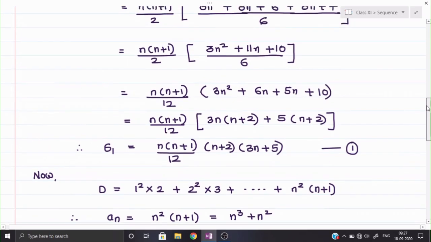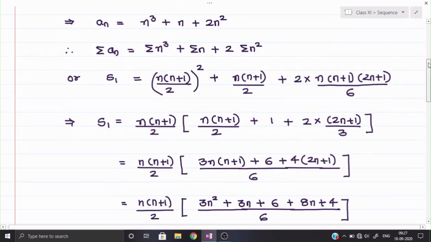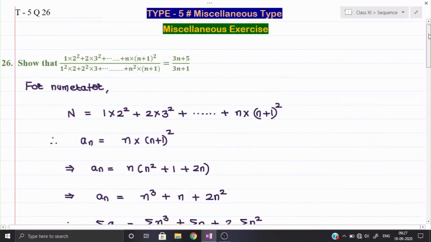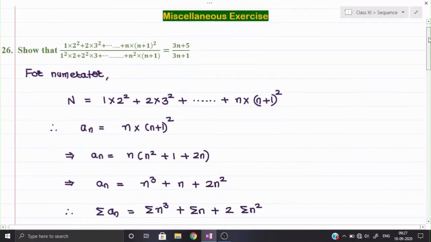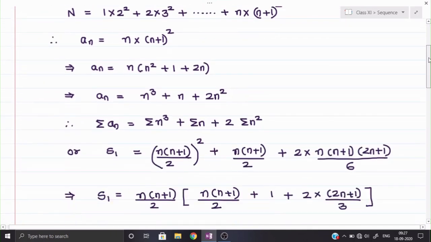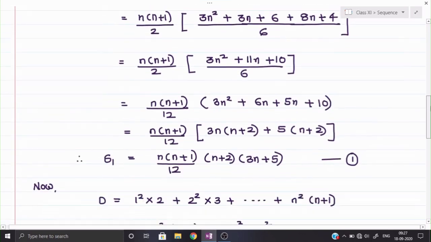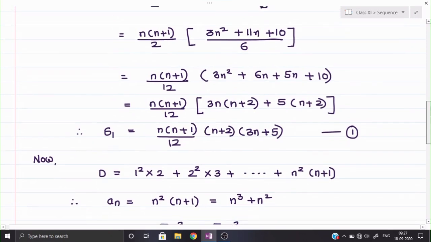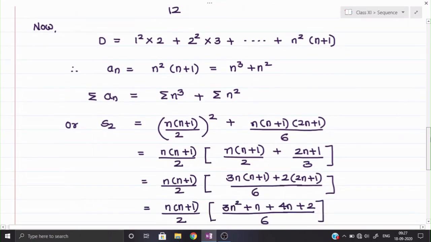3n square. Yes, if we take common, only n plus 2 will remain. So what is required? 3n plus 5. We actually require 3n plus 5 upon 3n plus 1. So we are getting 3n plus 5, okay, so we can first check the denominator term. Maybe in the denominator we are making some mistake.